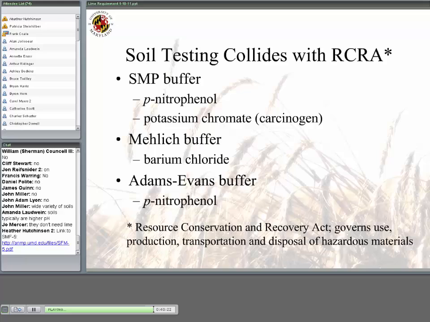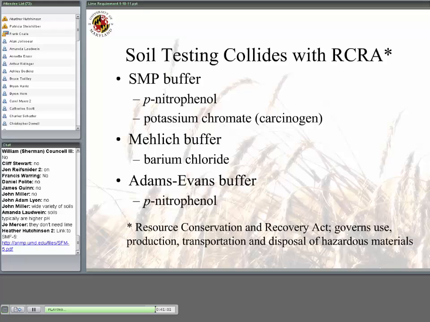Unfortunately, some of the stuff being used in soil test labs was on that list, particularly the things that were used in the buffers. So the SMP buffer actually won out with the honor of containing two hazardous materials, para-nitrophenol as well as potassium chromate. Potassium chromate was also listed as a human carcinogen. The Mehlich buffer had barium chloride, and barium salts were considered to be hazardous. And para-nitrophenol, of course, was used also in the Adams-Evans buffer, and it was listed as a hazardous material.